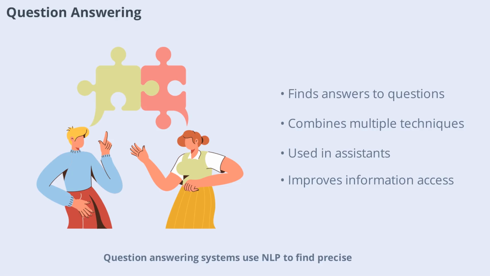Question answering systems use NLP to find precise answers to user queries from large datasets or documents. These systems combine techniques like parsing, information retrieval, and machine learning to understand questions and locate relevant information. Question answering is used in virtual assistants, search engines, and customer support, making it easier for users to get the information they need quickly and accurately.